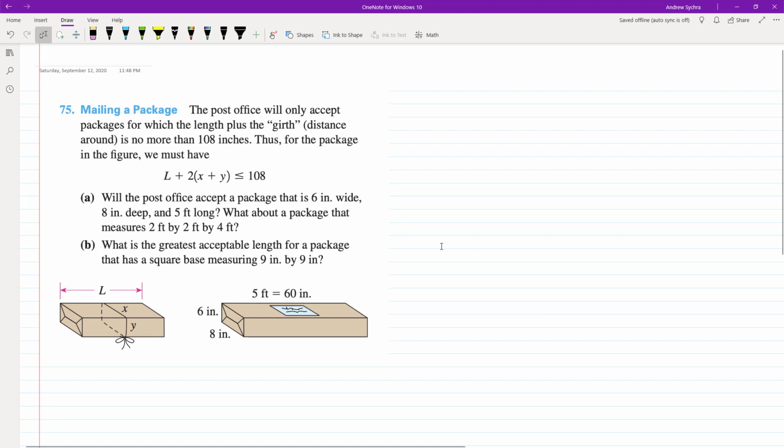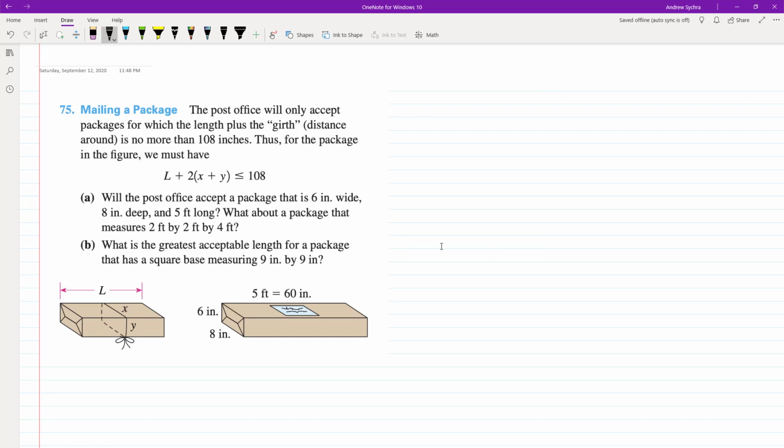So a post office will only accept packages for which the length plus the girth, or distance around, is no more than 108 inches. Thus, the package can be figured by the following equation. Will the post office accept a package that is 6 inches wide, 8 inches deep, and 5 feet long? Distance around. Okay. What about a package that measures 2 by 2 by 4?